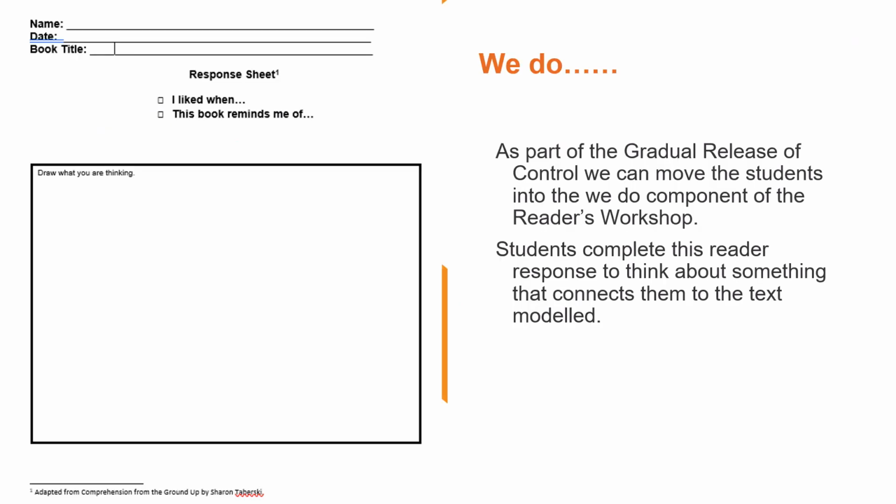Here is an example of what could be done after a reading of The Rabbit Listened. As part of the gradual release of control, we move students into a We Do component of the Reader's Workshop. So students can complete a reader response and apply the skill that was demonstrated during the modelled reading or mini lesson.